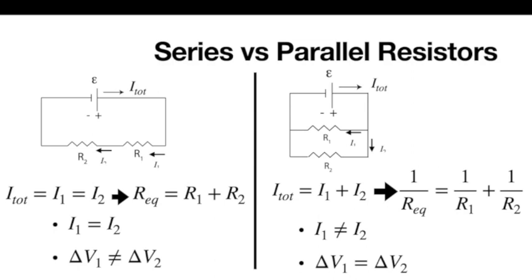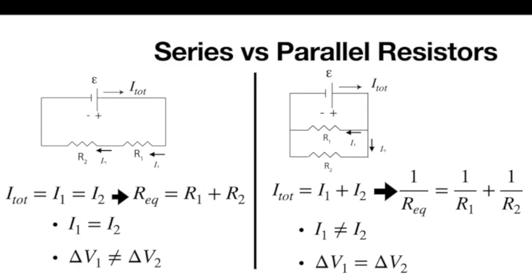The voltage drops, on the other hand, are always equal. The reason being, we have one junction and another. No matter which way I get from A to B, I have to get the same voltage drop because I'm just going between two of the same points. So whether I go through R1 or whether I go through R2, I need to have the same delta V.